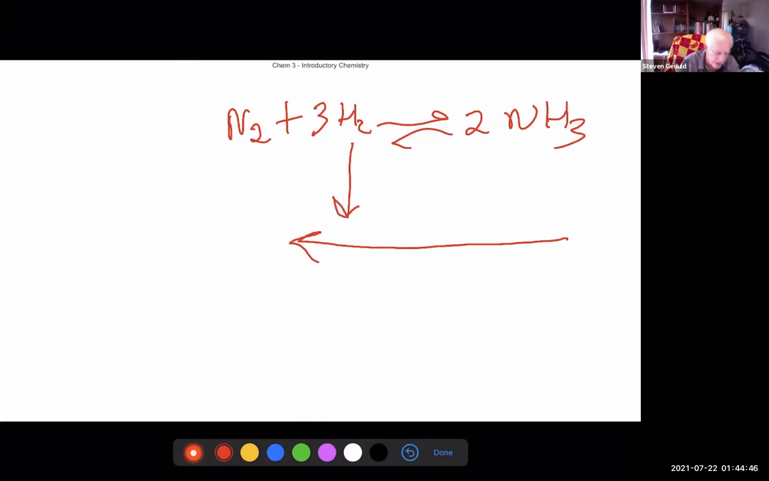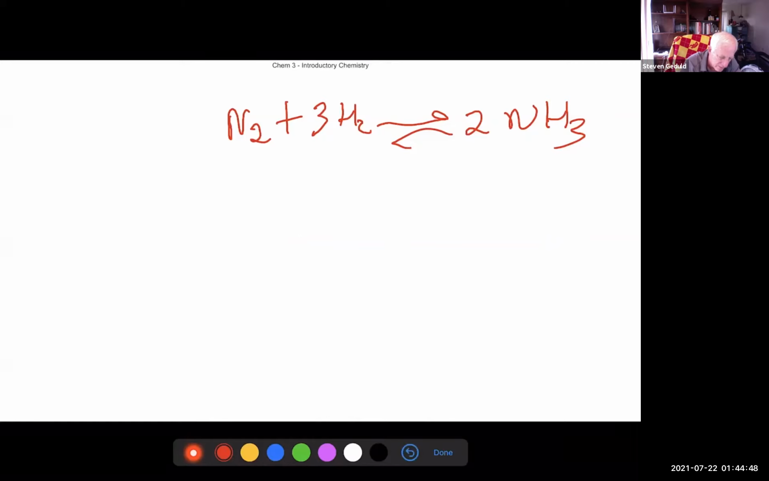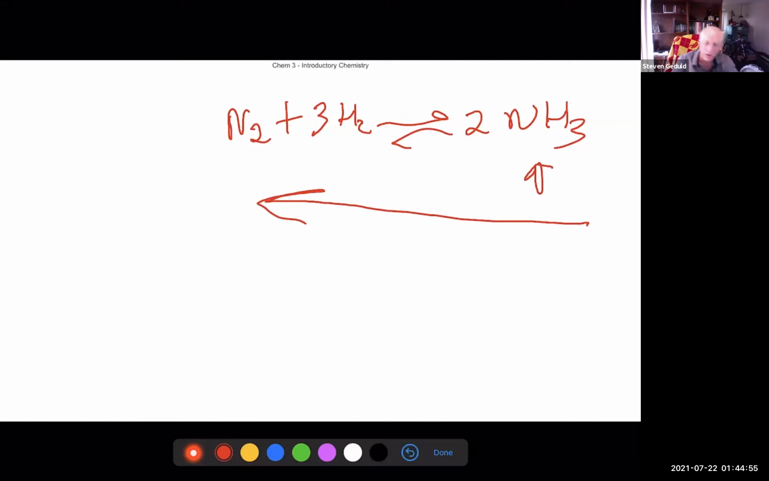Okay, and the other side. If I increase the amount of NH3, the reaction is going to go to the left to decrease it, to get back to normal equilibrium values. So if I add NH3 to it, I'm going to increase my amount of H2 and increase the amount of N2. It's going to shift the reaction to the left.